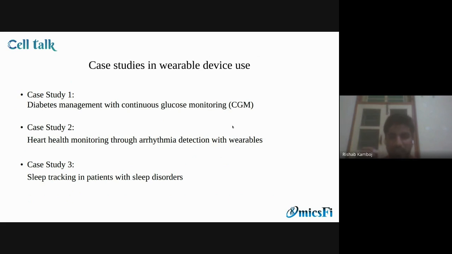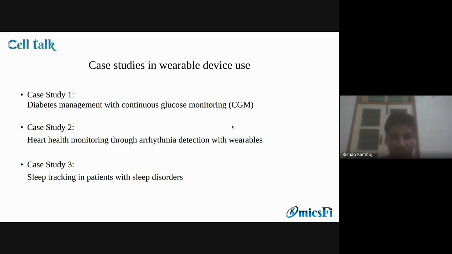We can monitor whether a person's heart is beating regularly or beating fast, because it can cause many such diseases. Let's say breathing becomes very difficult for a person and chest pain happens.